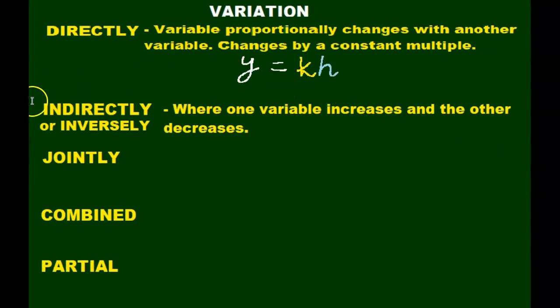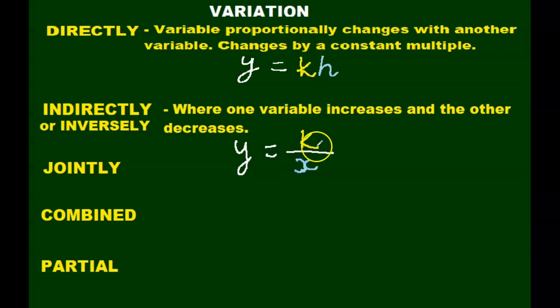When there's an indirect relationship, or you see the word indirectly, it is where one variable increases and the other decreases. You may also see the term inversely. Indirectly and inversely can be used interchangeably. An example would be, the more people I share my food with, the less each one is going to have. So we can write it as Y equals K over X.